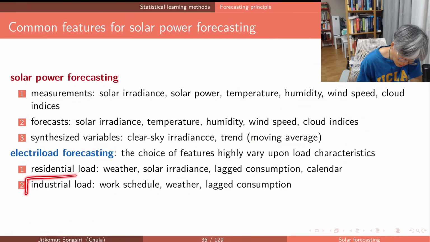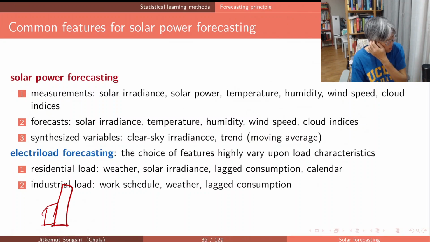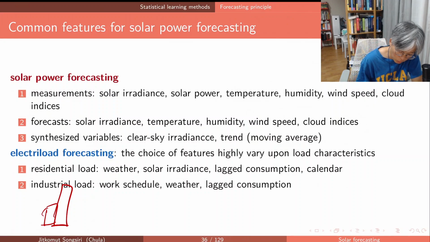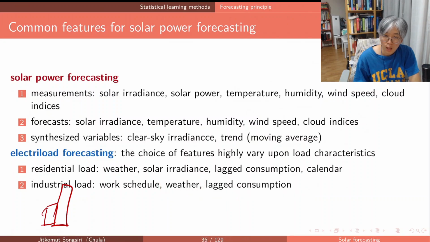On the other hand, if it's industrial load like a factory, a factory should usually run the machine according to a schedule. So a common feature would be the work schedule, 9 to 5, right? Weather condition and the lag consumption. There are other types of input for the load forecasting as well, and it depends on the horizon. So there are more details on that.